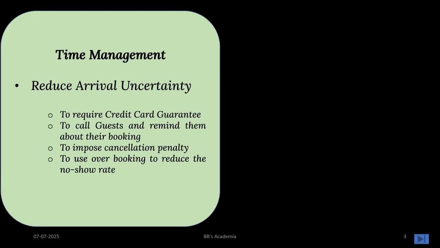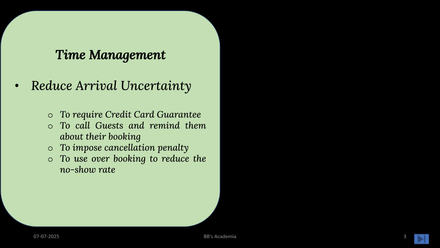All these things are a part of the revenue management decisions. In case of time management, we have to take certain precautions, because the first one is to reduce arrival uncertainty. Why is it so? Many times the customer has booked the room, but on the day they are not coming. And since a room is perishable, if you cannot sell it to another guest at that moment, your room will remain unsold, and that will be a loss you suffer.